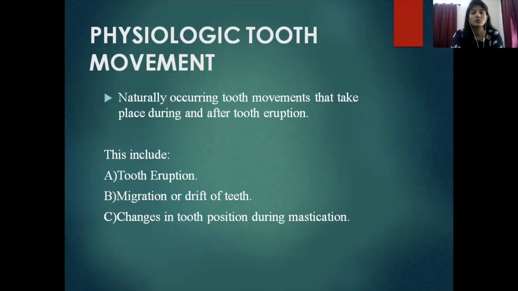This includes the tooth eruption, the migration or the drift of the tooth, and the changes in the tooth position during mastication. Starting with the tooth eruption itself, which is the biology of the tooth movement: during the tooth eruption, as the tooth gets its original length, it is going to move towards the direction where the forces have been acting, towards the occlusal direction.